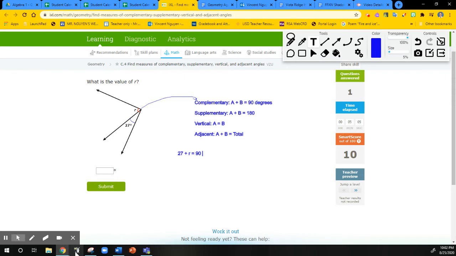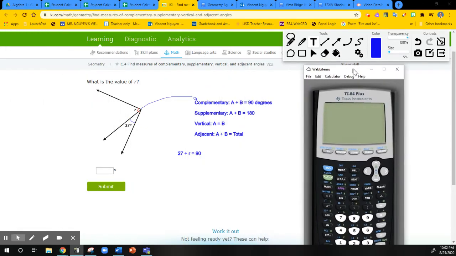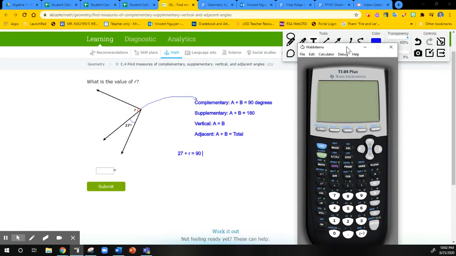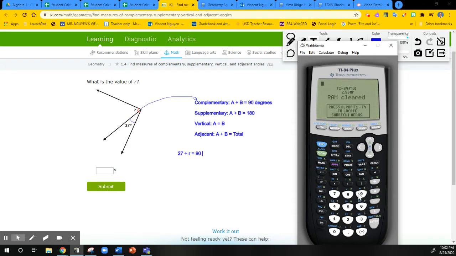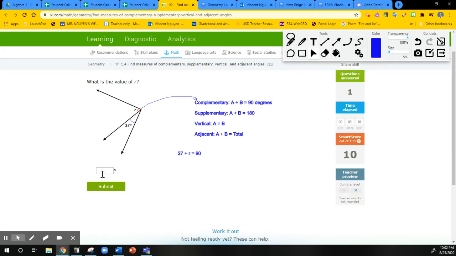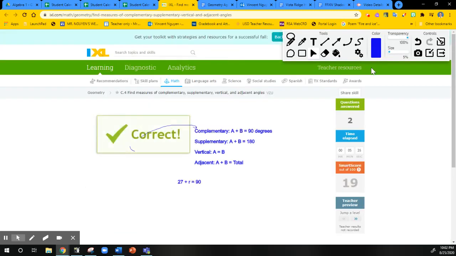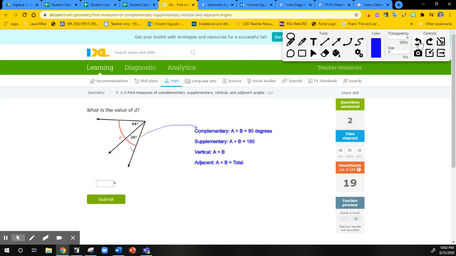So you can either do this in your head, if you can subtract it in your head, or you can go to your calculator and do 90 minus 27, okay? And that's going to equal 63. So you go over here and you type in 63 for your answer. 63. Submit.